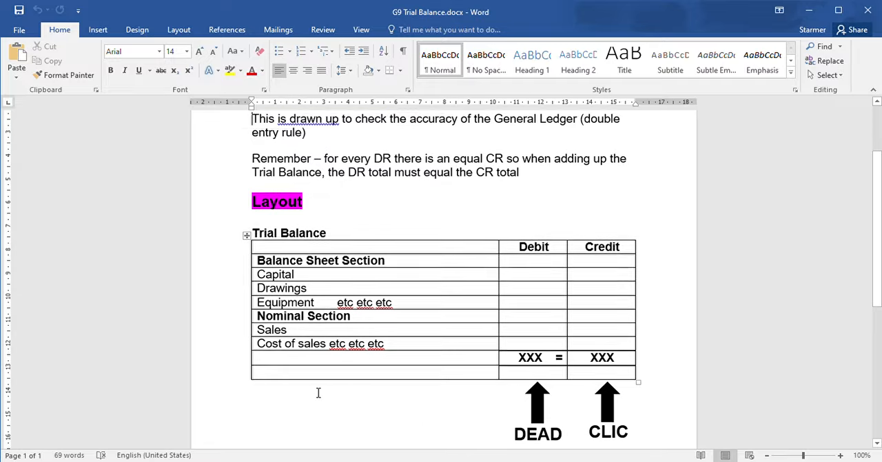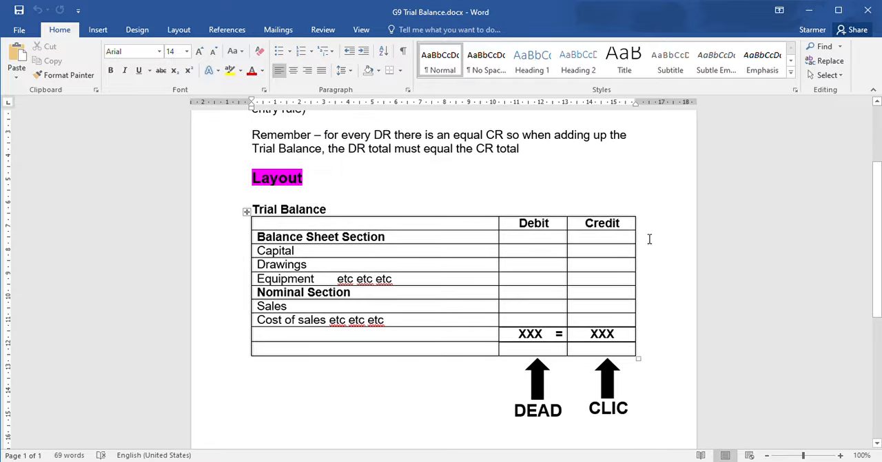And to work out whether to put something in the debit column or the credit column, use your dead click rule here. Remember, D stands for debit. So the debit side is going to be used for E, which is expenses, A, which is assets, and D, which is drawings. So any expense, any assets, and drawings will get recorded in the debit column.